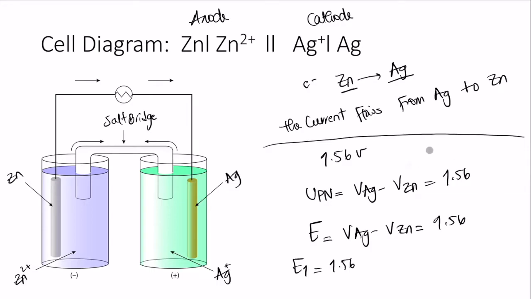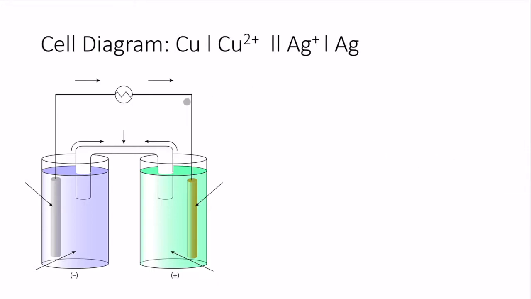Now the second cell we will have is Cu with Ag. This is the anode, this is the cathode. Here we have the Ag, here we have Ag+. Again, I don't want you to forget that there is a spectator ion with the Ag+. Here we have Cu2+, and we have Cu. This is the salt bridge.